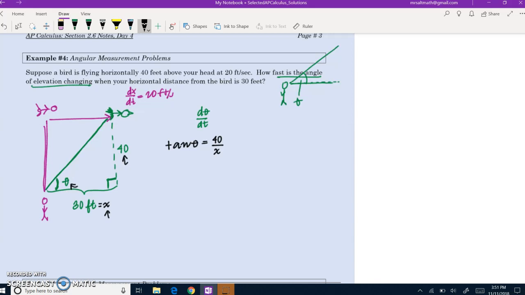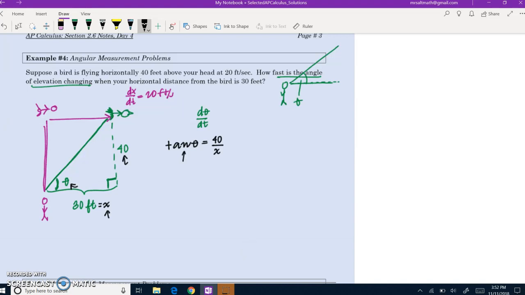Now ideally for related rates problems, you want one variable entirely by itself on one side equals another variable entirely by itself. In this case, it's not worth it to try to get theta by itself by taking the inverse tangent, because then you're taking an inverse tangent derivative, which is a lot harder than taking a regular tangent derivative. So at this point, we can just leave this side as tangent of theta. But then to solve for d theta/dt, we can take the derivative of both sides.